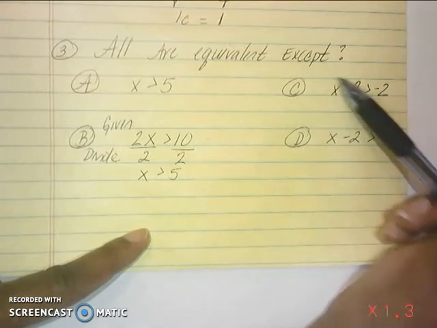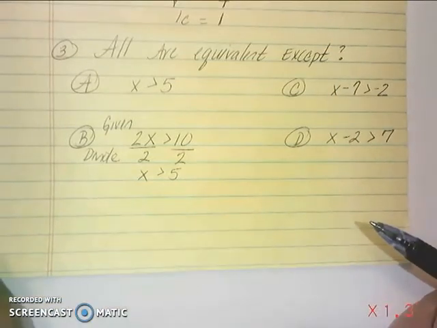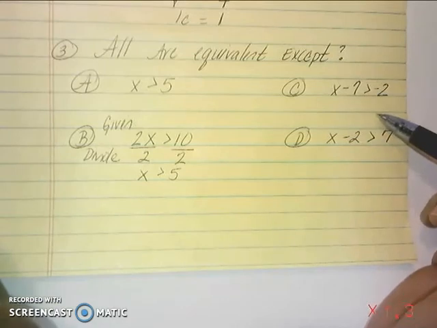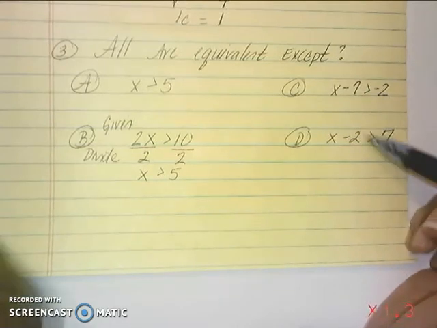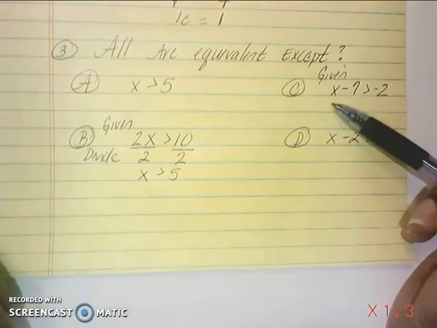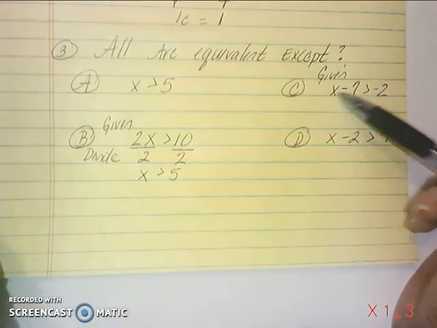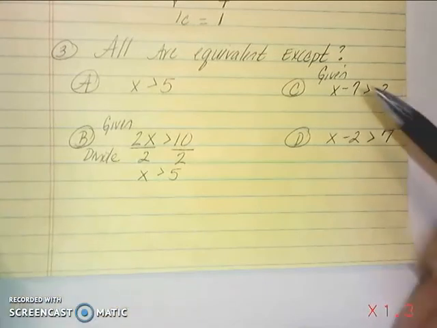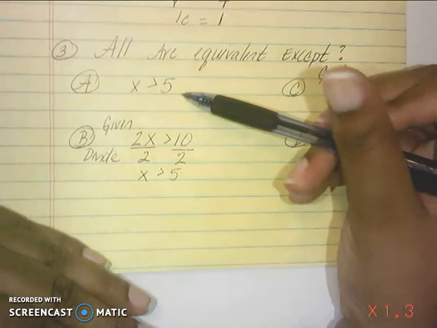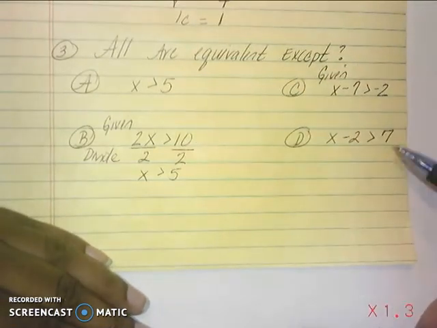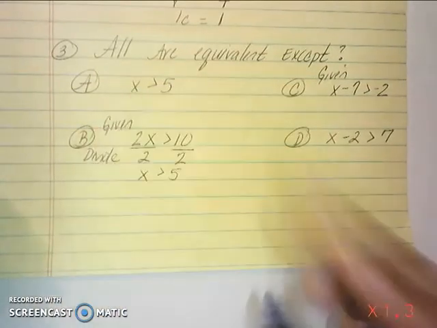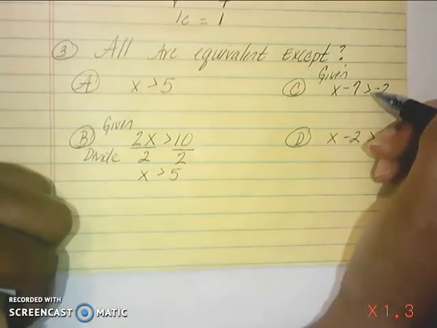So we're looking for the exception. So we need to keep going. C, on the other hand, has x minus 7 is greater than negative 2. This is given since I'm trying to get x by itself. And I do think that these are nicer problems because they left x on the left-hand side. As you do know, when x is on the right-hand side of the equation, it tends to cause us to do a flip. Okay, so keep going.